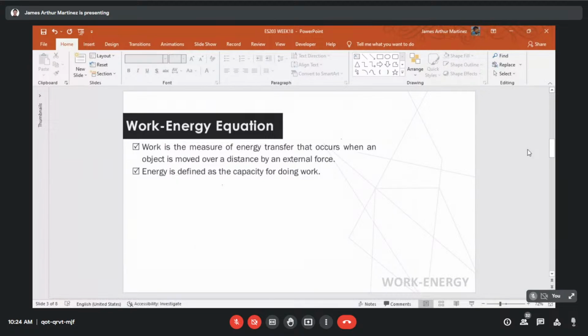So in other words, it is just another way or another method of solving problems here in dynamics. From our previous discussions, these are still the same problems, but this is another method in solving those problems.